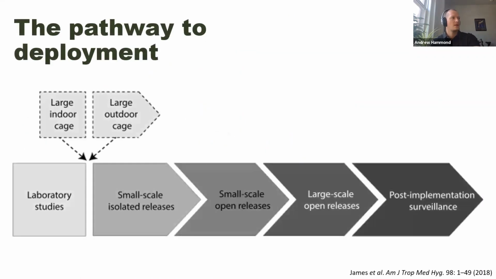So what next? In order to get a gene drive to the field, you need to go from laboratory studies into large indoor cage studies, potentially large outdoor cage studies, and then small scale isolated releases. But because a gene drive is something that can spread and something that is unlikely to respect national borders, it's something that we need to be very sure about before we ever get to the field. And because of that, these intermediate steps of large indoor cages and large outdoor cages are absolutely essential to the development of a gene drive.